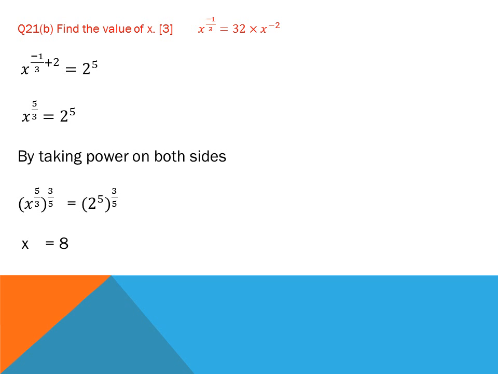Question number 21. Find the value of x. It is also an indices form, B part. X power minus 1 by 3 is equal to 32 into x power minus 2. I take the variable x power minus 2 on the left hand side, so it will become x power minus 1 by 3 over x power minus 2.